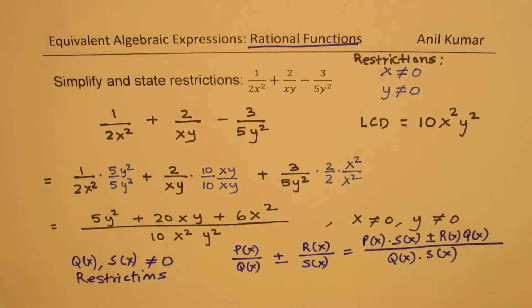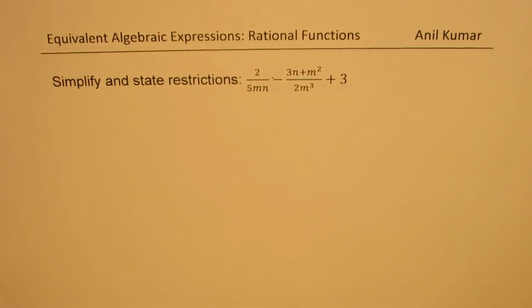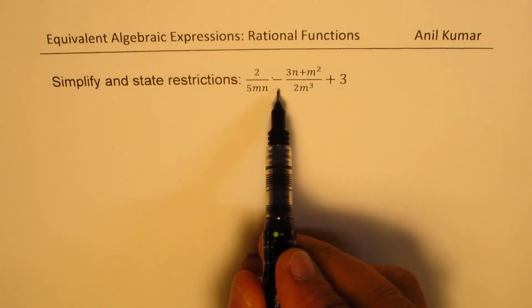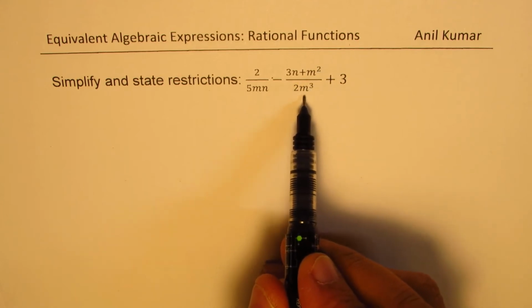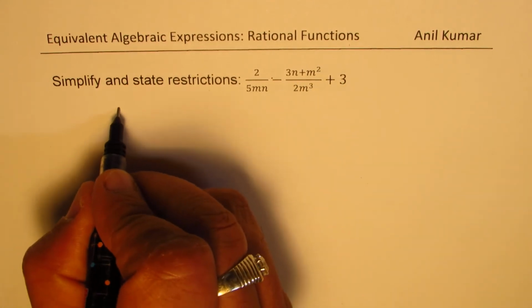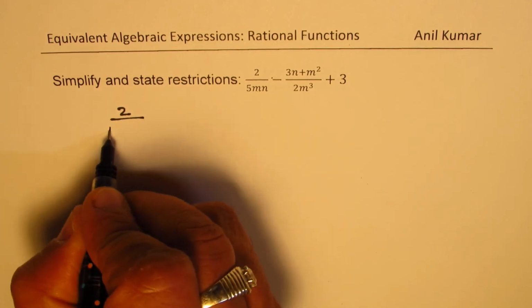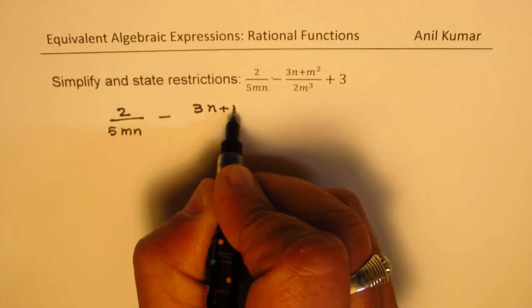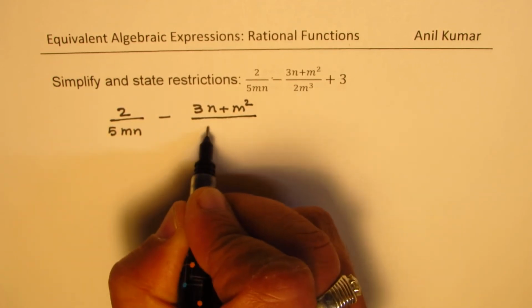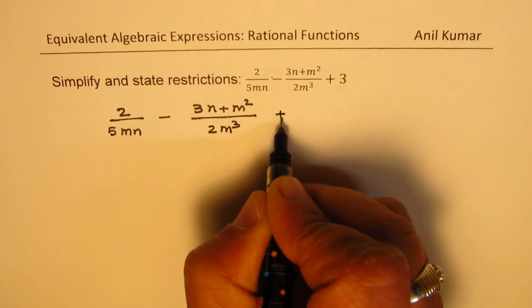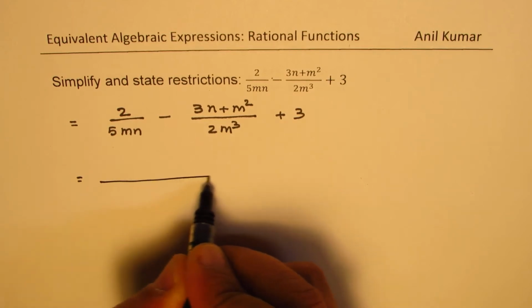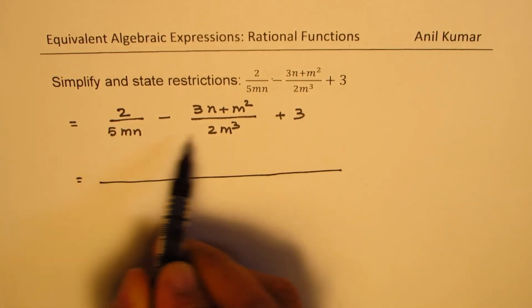Now we are going to follow these steps to solve the next two examples. The question here now is 2 over 5mn minus 3n plus m square over 2m cube plus 3. So let me rewrite this. We have 2 over 5mn minus 3n plus m square over 2m cube plus 3. Now see, what is the common denominator here? So let's begin with the numbers 5 and 2.